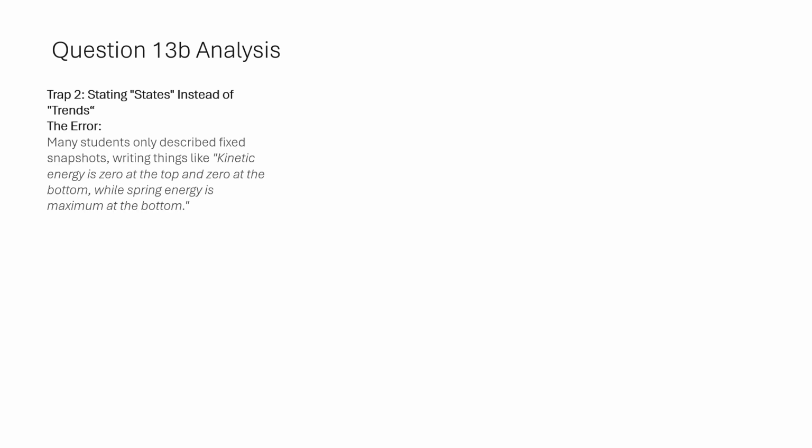Trap 2. Stating states instead of trends. The error: many students only described fixed snapshots, writing things like kinetic energy is 0 at the top and 0 at the bottom, while spring energy is maximum at the bottom. This scored 0 because the question explicitly asks how the energies vary, change.